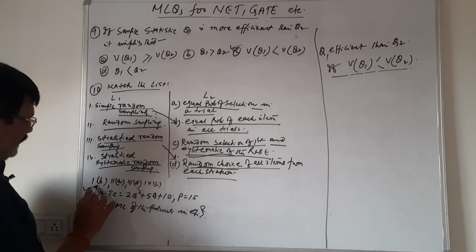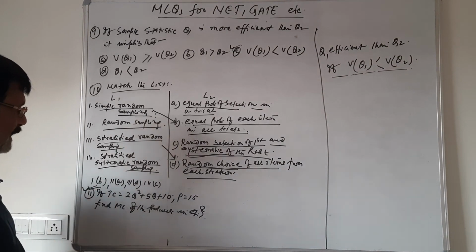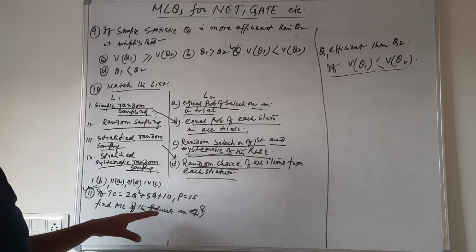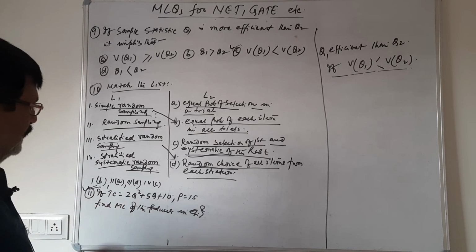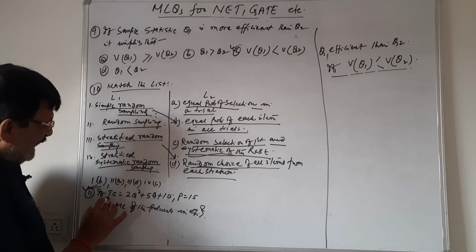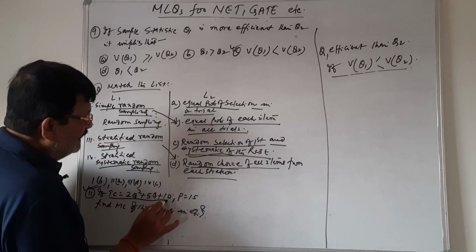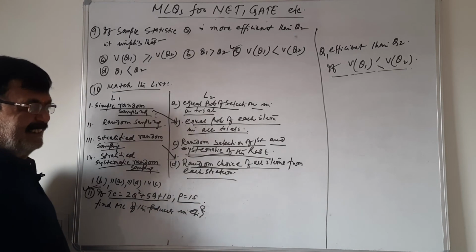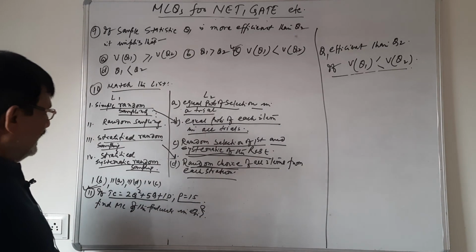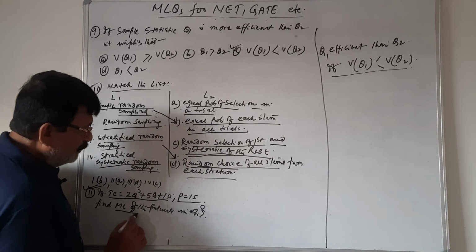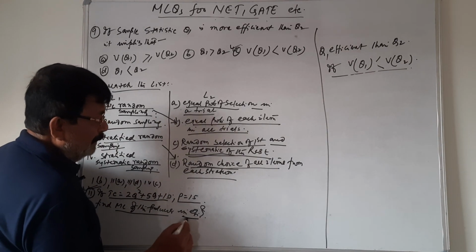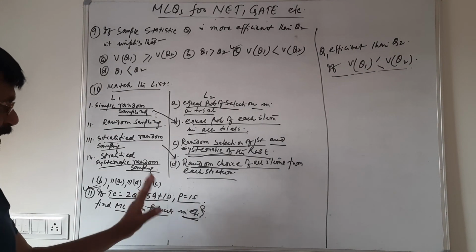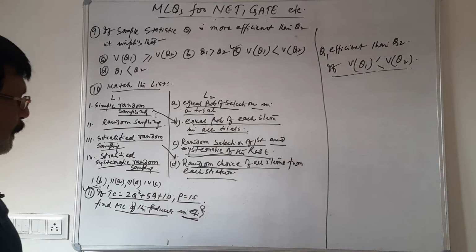Final last question, and it is a very deceptive question. The answer lies here, but it looks deceptive to the students. Total cost function is given and price is 15. Then it has been asked that find marginal cost of the producer in equilibrium. This was asked in previous NET exam.